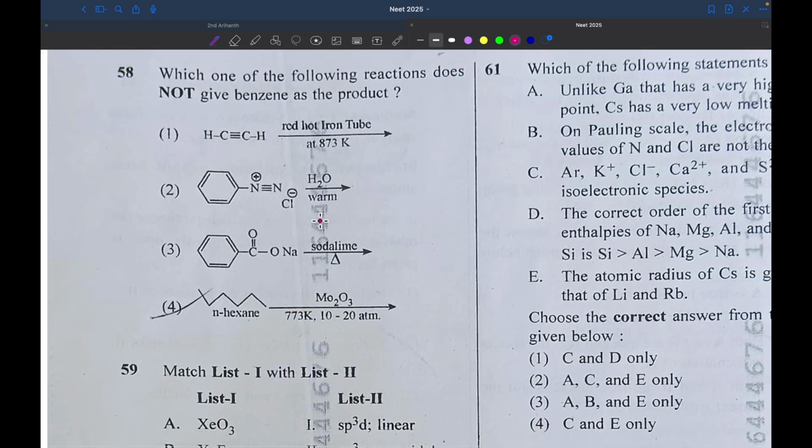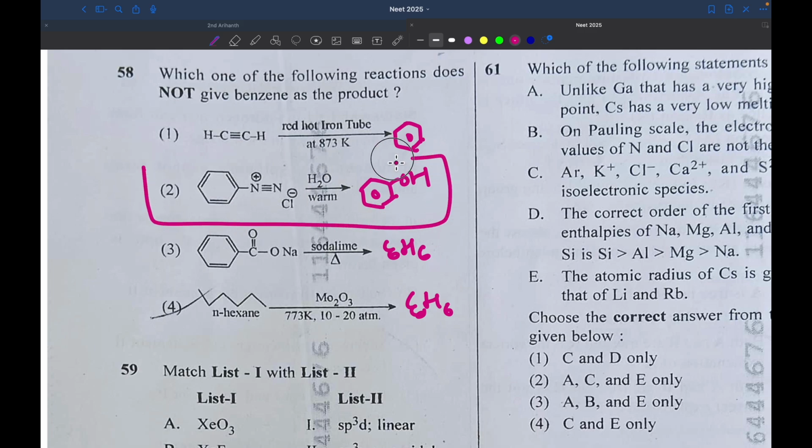Right. Next one, which of the following reactions does not give benzene as a product? So the first one gives benzene, correct. This one doesn't; here we get phenol. So here we get phenol, not this one. Right. So here with soda lime heating, we'll get benzene, C6H6. Here cyclization also gives C6H6. Benzene diazonium chloride when heated with warm water will give phenol, not benzene. So the answer is 2.